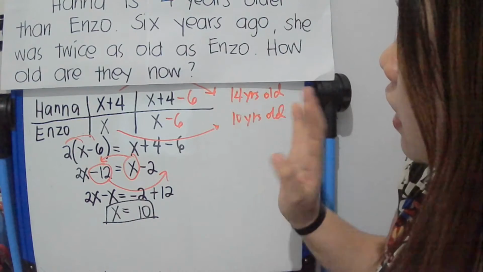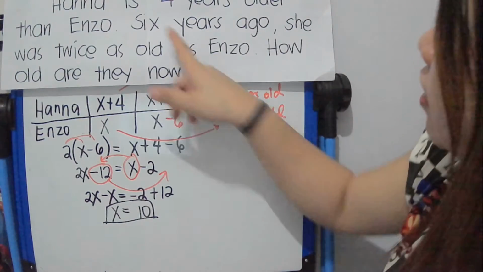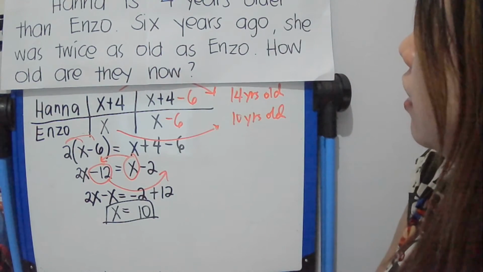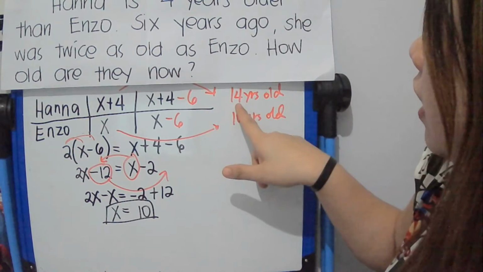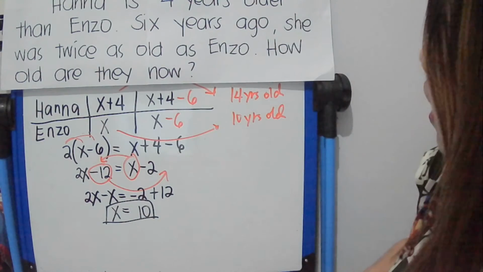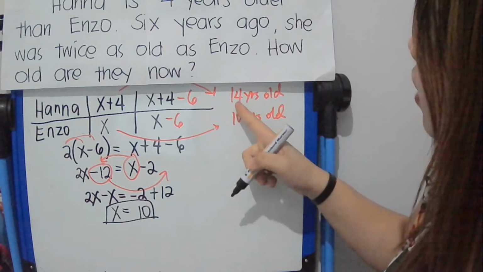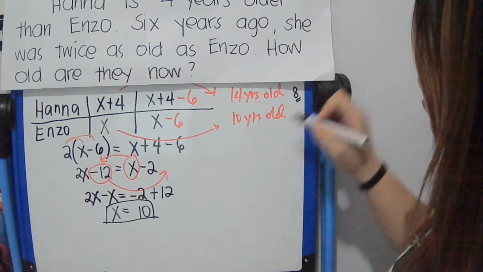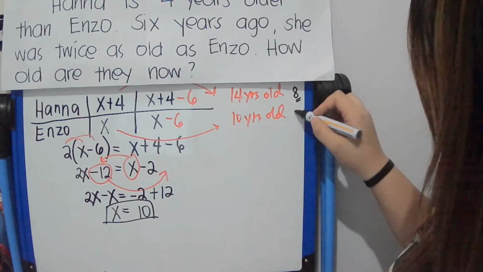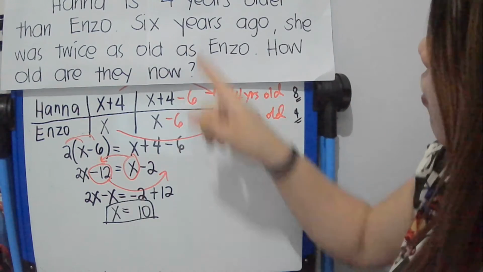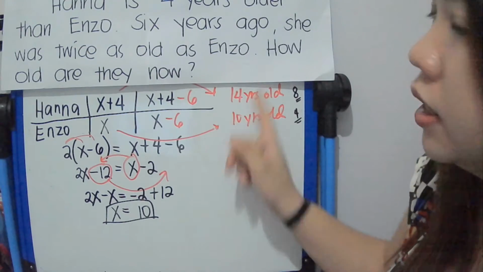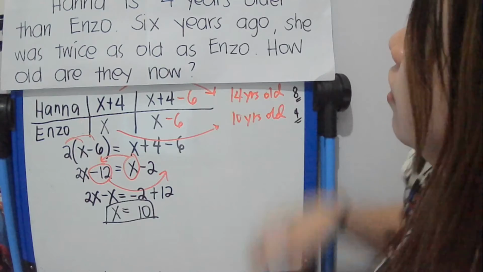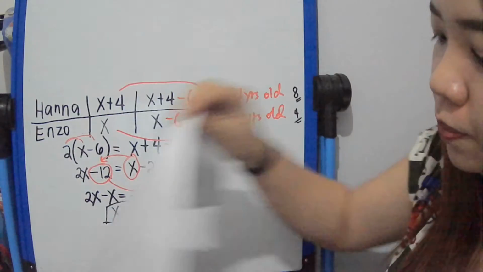So, to make this clear, tingnan natin ha. 6 years ago, she was twice as old as Enzo. So, anong sabihin ng 6 years ago? Pag binawasan natin ito ng 6, that will be 8. Diba? Pag binawasan natin siya ng 6, ito yung age ni Hannah at present. Pag binawasan ng 6 kasi 6 years ago, magiging 8 years old siya. Pag binawasan natin ito ng 6, 4 years old si Enzo. So, sabi dyan, 6 years ago, she was twice as old as Enzo. So, kung ano man yung age ni Enzo, pag dinoble mo yan, yun yung age ni Hannah. So, nasagot na naman natin yung problem number 2.